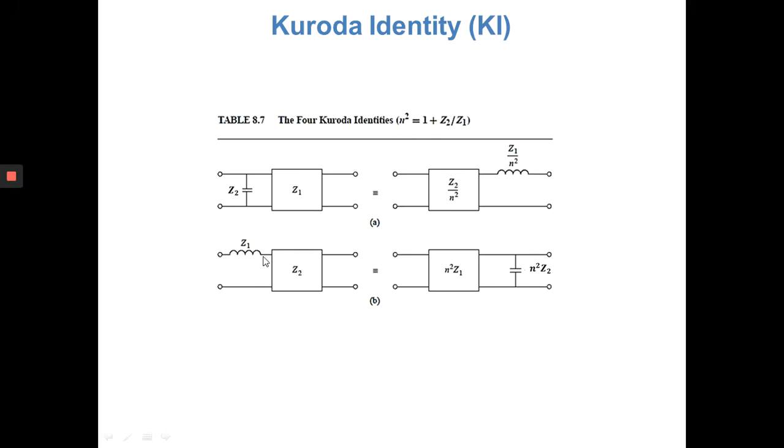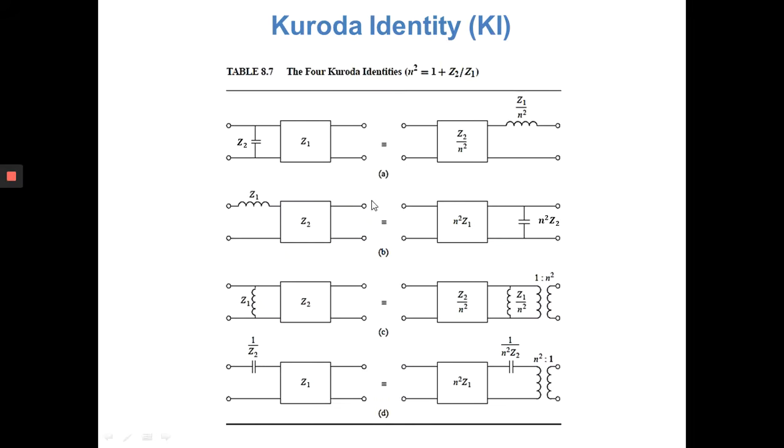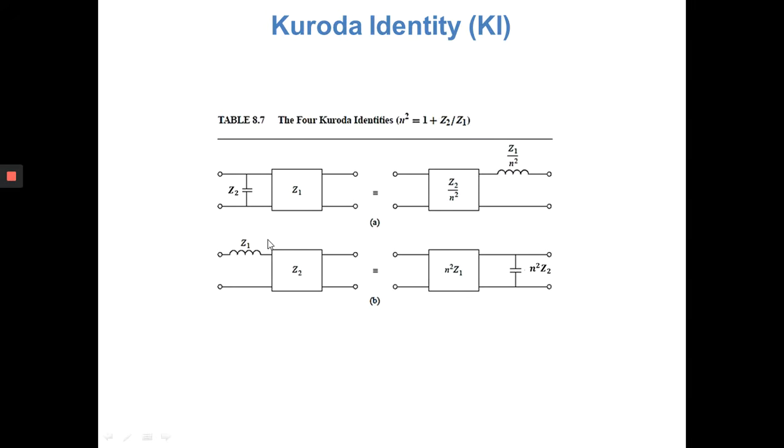In similar fashion, if you have an open circuit, short circuit stub, which is this one, in a similar way, it will shift here, and this will shift here. So it will become an open circuit stub, and then the impedance will change according to this one. So we need to find n square, and then we multiply with Z1, since this is a stub and this is a transmission line.